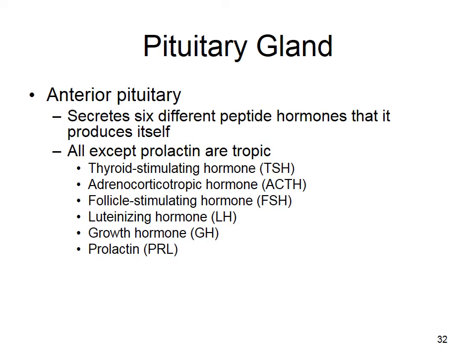Thyroid stimulating hormone, we already said, causes the release of thyroid hormone. Adrenocorticotropic hormone causes the release of cortisol. Follicle stimulating hormone and luteinizing hormone together cause the release of sex steroids: estrogen in females, testosterone in males. Growth hormone is both direct acting as well as trophic, because it causes the release of insulin-like growth factors from the liver. And prolactin doesn't cause the release of another hormone. It causes the production of milk.